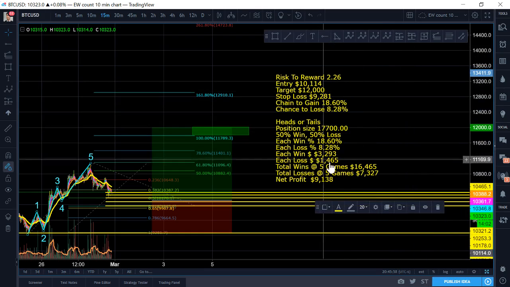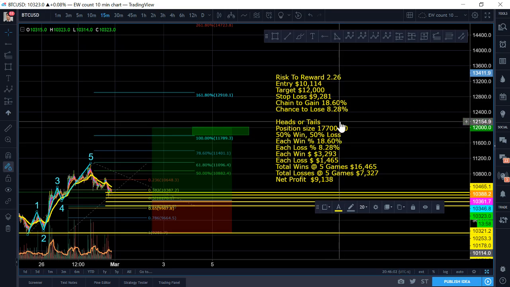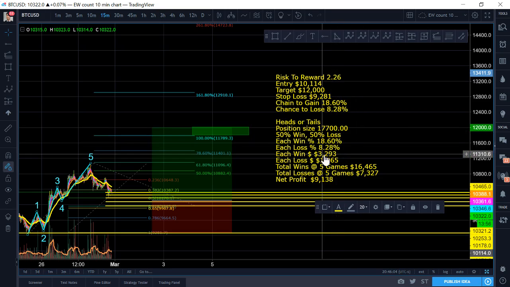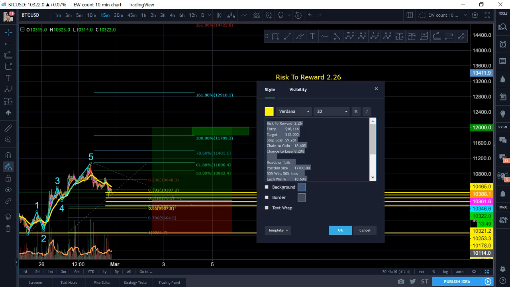So now, for each win, if you take 18.6% of 17.7K, it's now 3,293. So what we're doing is we're playing over 10 games, by the way, okay? I want to make that very clear right here. Heads or tails, 10 games.